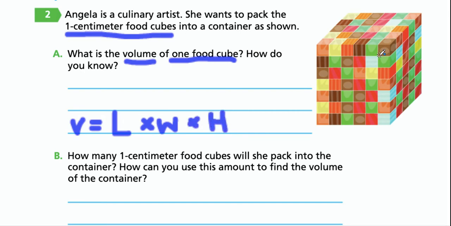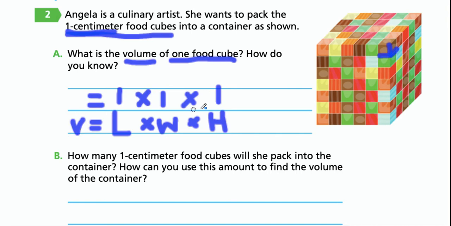The length of this is right here. That is its width, and this is its height. And remember, it told us there's 1 centimeter food cubes. That's very important. A cube is basically 6 squares all put together to make a 3D cube. What we know about a square is that all the sides are the same. So if one edge is 1 centimeter, all of these are 1 centimeter. If each of these is 1, what would you get as your answer after you multiply them by one another? Whatever you get is going to be your volume.